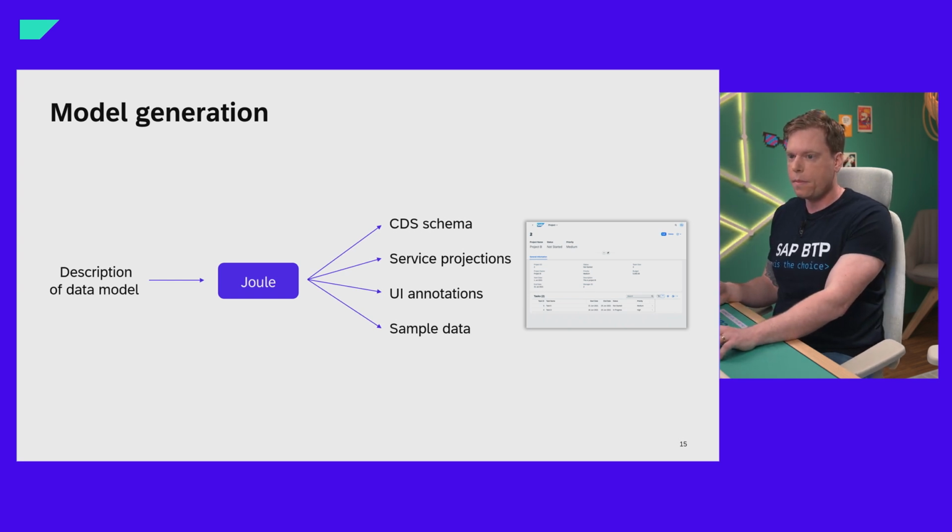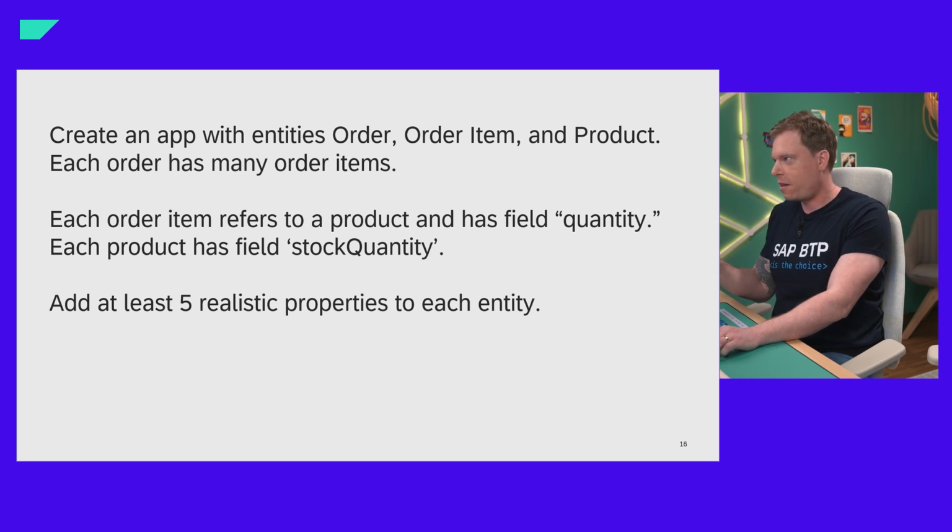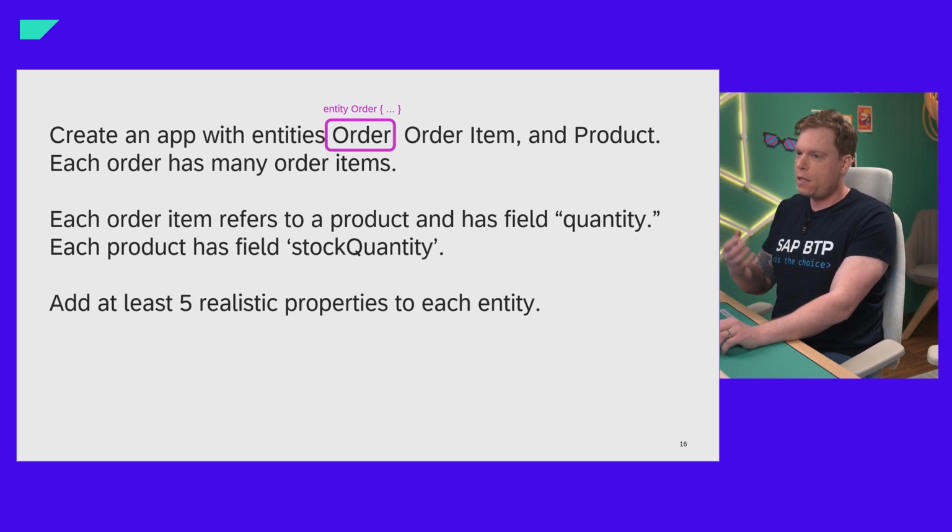Just to give you an example of how such a description could look like and what the task of this machine is. In here, you create an app with entities order and order item. I'm not going to read everything. What the machine needs to understand is it needs to digest the text and create the corresponding CAP artifacts.